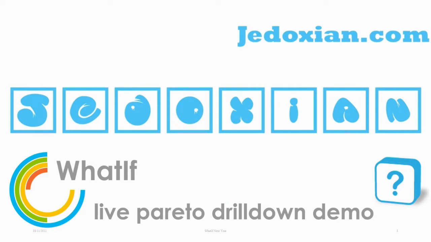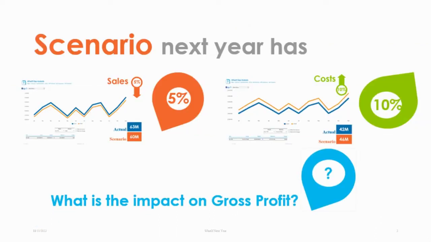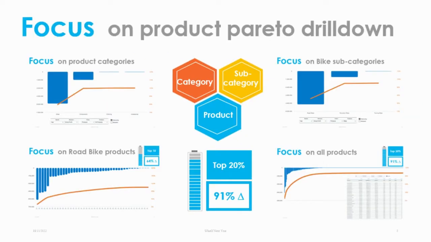We're doing a live Pareto drill down using our WhatIf model. Bear with me for a few slides while we set the scene. We're using a scenario for next year that has a 5% reduction in sales and a 10% increase in costs, and we're investigating the impact on gross profit. And we're doing a Pareto drill down on the product dimension.